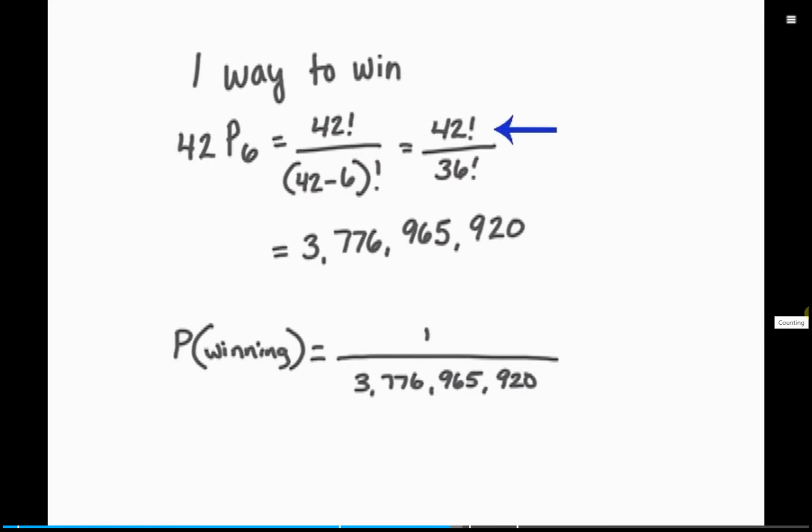So here you've got 42 factorial divided by 36 factorial, and there are now going to be 3,776,000. I'm sorry, take that back. It's bigger than that. It's 3,776,965,920. So, wow, if you thought it was bad before, it's definitely a tax on people who are bad at math if you buy this lottery ticket.